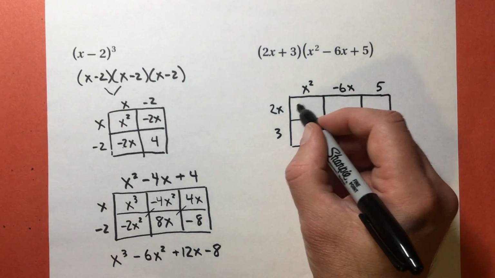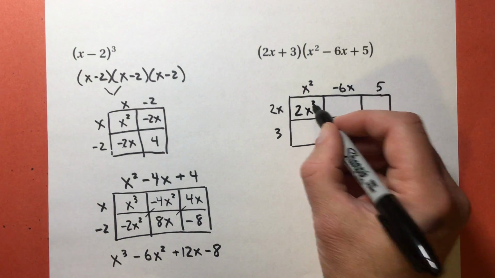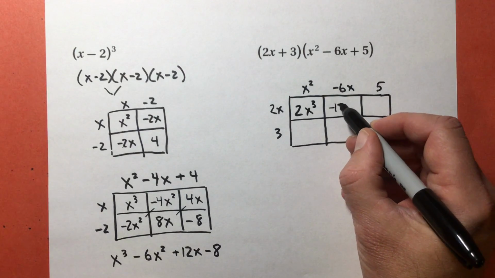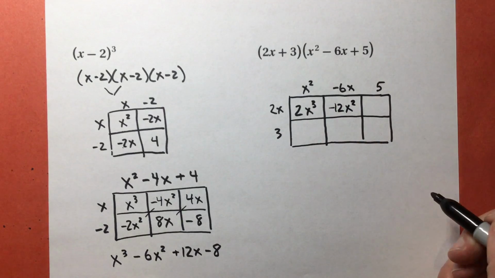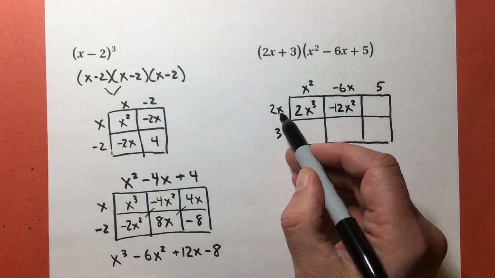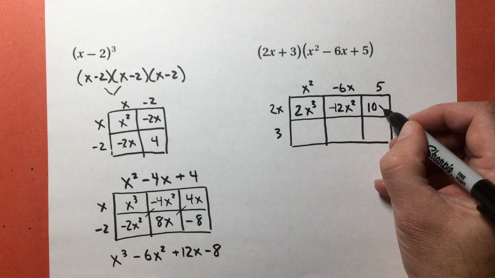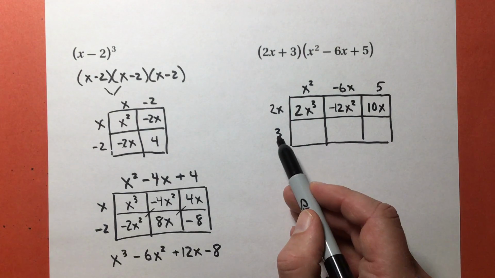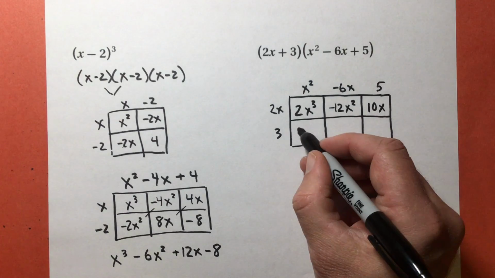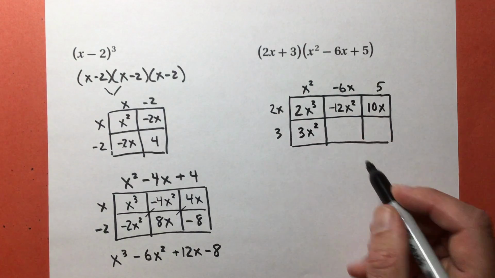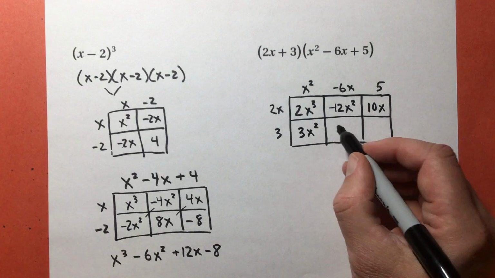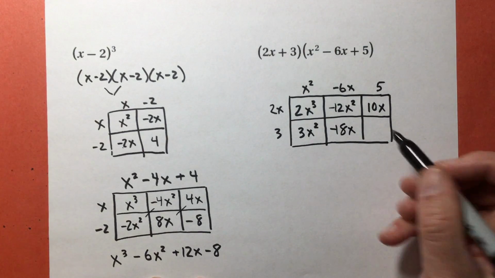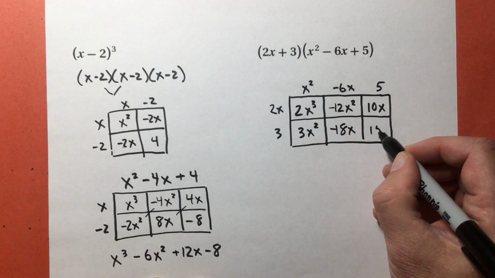2x times x squared is 2x to the third power. 2x times negative 6x is negative 12x to the second power. And 2x times 5, 10x. To the left of this box is 3. 3 times x squared is 3x squared. 3 times negative 6x is negative 18x. And 3 times 5 is 15.